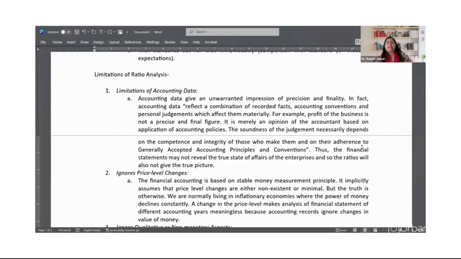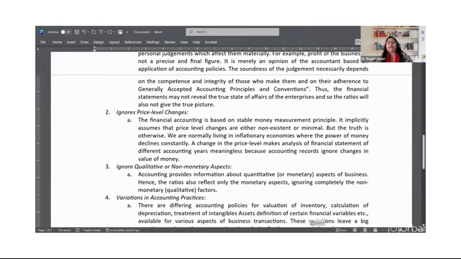Then whenever there is a price level change in the economy, that is also not reflected. Why? Because the accounting ratios or the figures that are arrived at here are based on the money measurement principle. Because of that, when we are making the books of accounts, everything is measured in terms of money. So whatever cannot be measured in terms of money will not be taken into cognizance in the books of accounts. This is one.